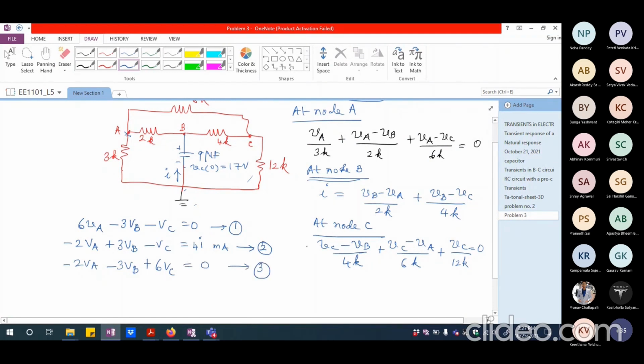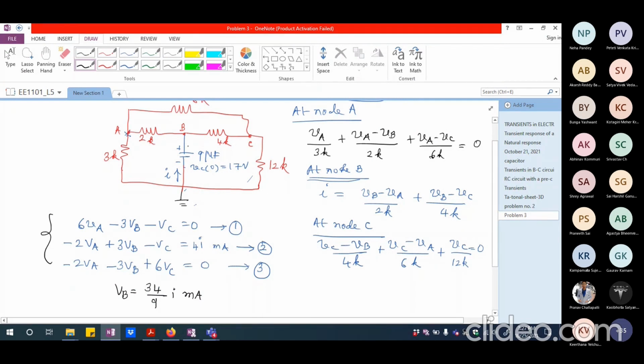I want you to manipulate this. When you manipulate this, finally we are getting VB equal to, please verify this. I want you to really verify this. VB equal to 34 by 9 I milliampere. I want you to just solve this completely using these three equations. If I simplify this, we are getting VB equal to 34 by 9 I milliampere.